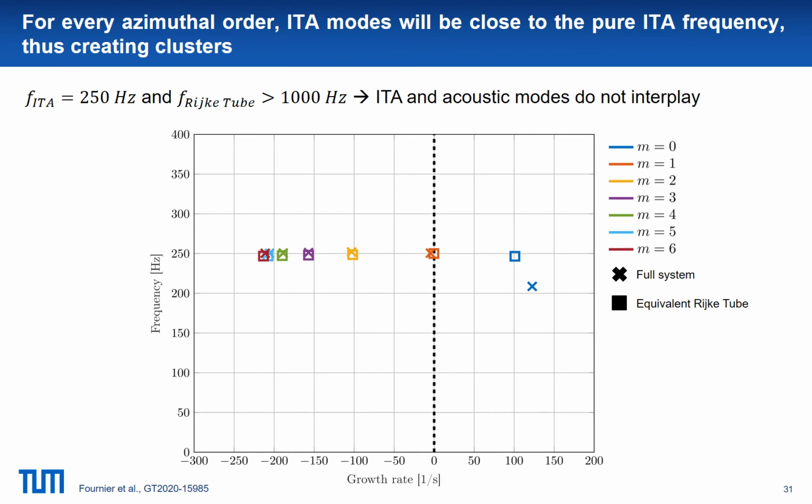If we go back to our case, since the ITA mode and the acoustic modes are far away from each other, they do not interplay, which means that for every azimuthal order, the ITA modes will remain close to their pure ITA frequency, thus creating clusters. It is interesting to notice the structure of the spectrum. We can see that the higher the azimuthal order, the more damped the mode is.